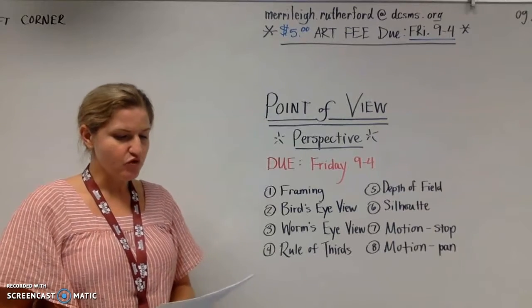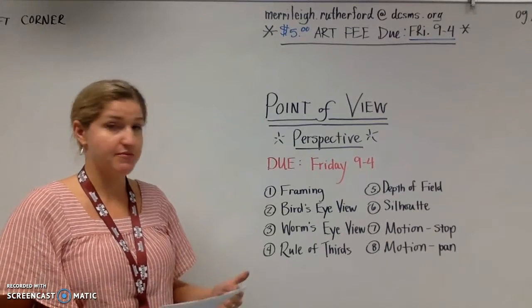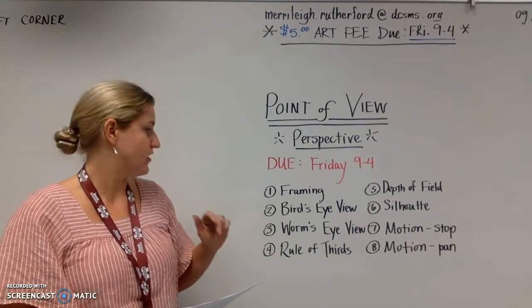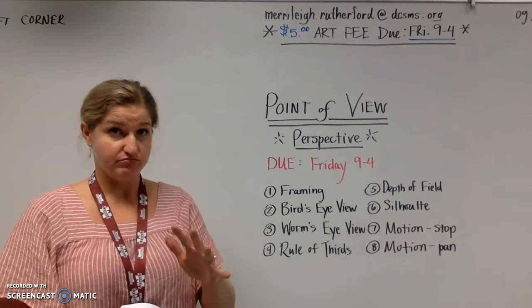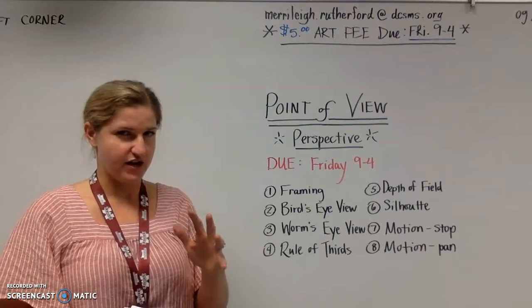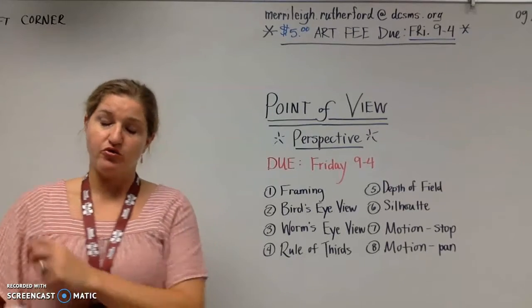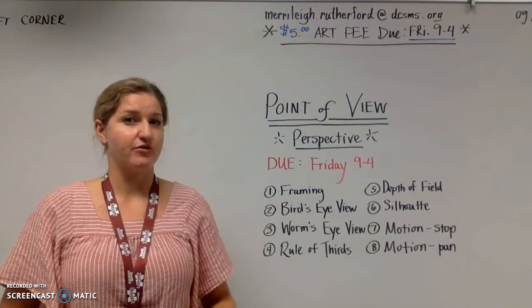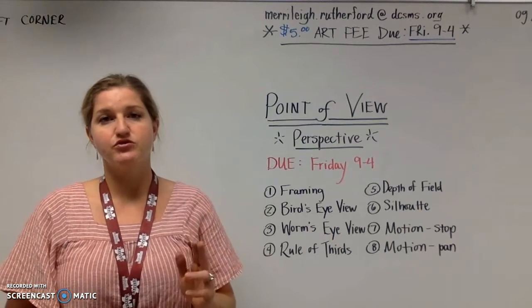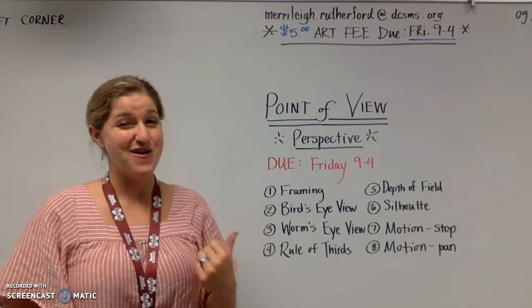So, what those are is framing, bird's eye view, worm's eye view, rule of thirds, depth of field, silhouette, motion where you stop motion where it looks like the object's frozen in air, and motion pan where you follow the moving object so it looks still and everything around it is blurred. If you're confused about these things, check out the PowerPoint.